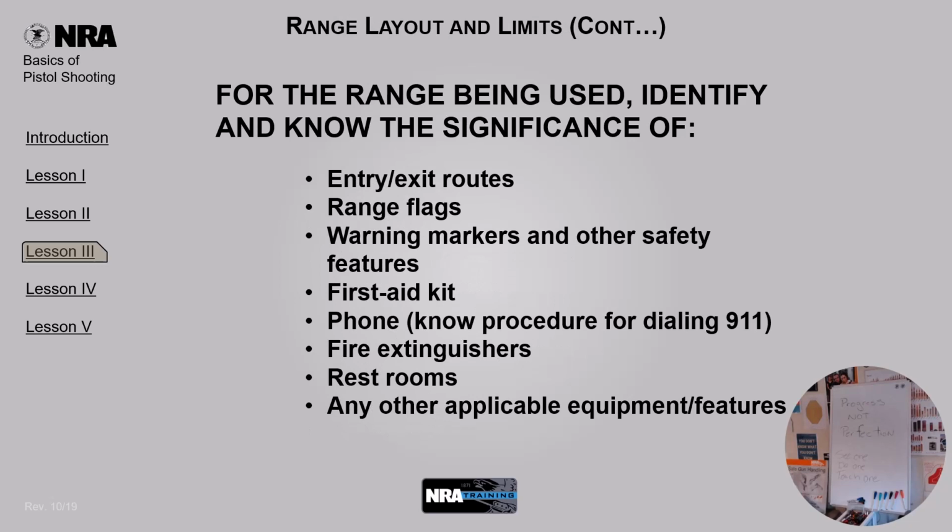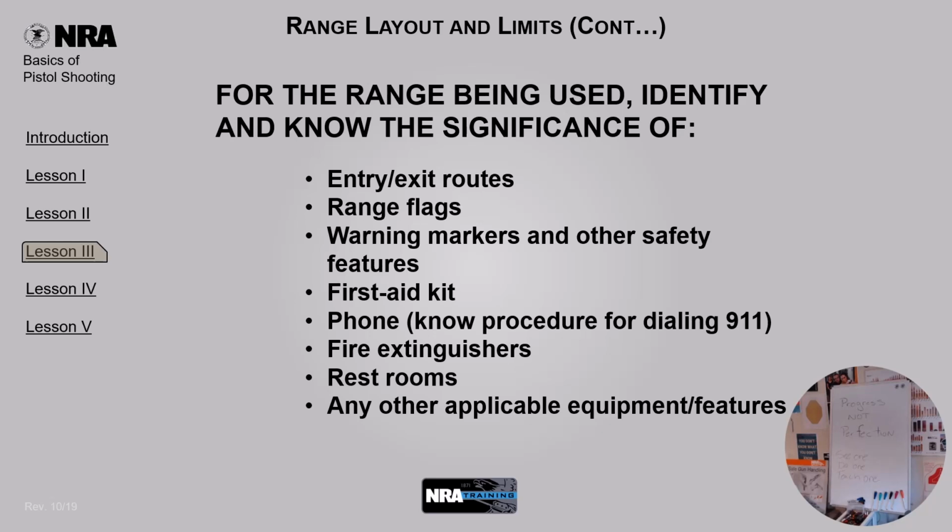When you go to the range, you do want to know where your entry and exit routes are. Some ranges do have a flow of traffic so that you go in one way and come out another. But in general, whenever you go anywhere, you want to know how to get in and how to get out. Range flags we don't really use around here. Warning markers and other safety features, I'm not sure.